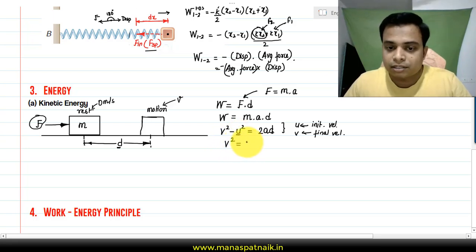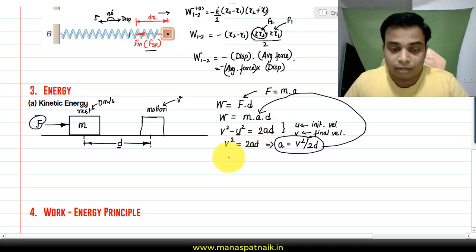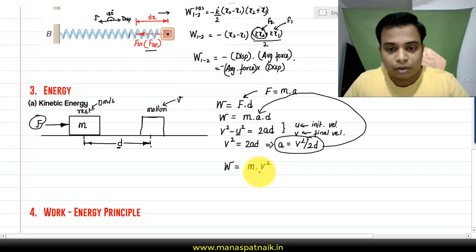So v square is essentially equal to 2 times a d. And from here, you can get the value of acceleration in terms of v and d, that is v square over 2d. What we'll try to do is put the value of acceleration over here, and let's see what happens. Something beautiful happens. W is equal to m into a, and a is nothing but v square over 2d multiplied by, what's this? That's the displacement.